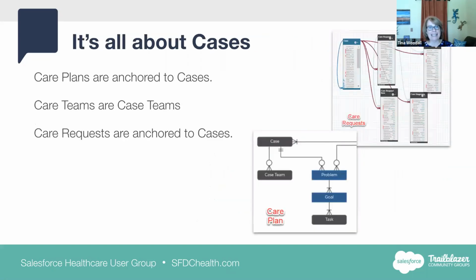It's all about cases. Okay, so Health Cloud is on Service Cloud. And care plans are attached to cases, which we have down here, right? So we have a case, we have the problem, goal, and task, but it's anchored to the case. Care teams is a different way of saying case teams. Care requests are anchored to cases. It's small, but here's the case. And then there's your care request items. They're all anchored to a case as well. In Health Cloud, it's all about the cases. So that's something to understand the architecture and the structure of how this is set up.